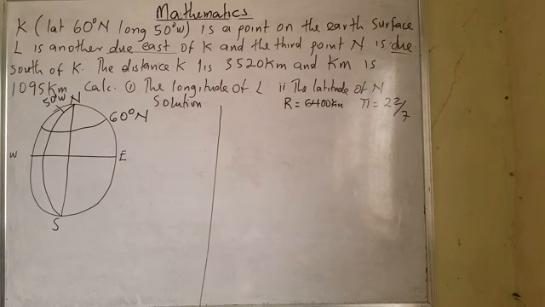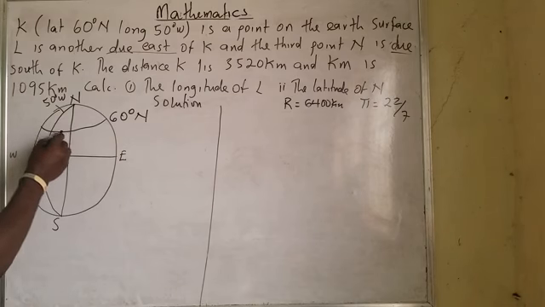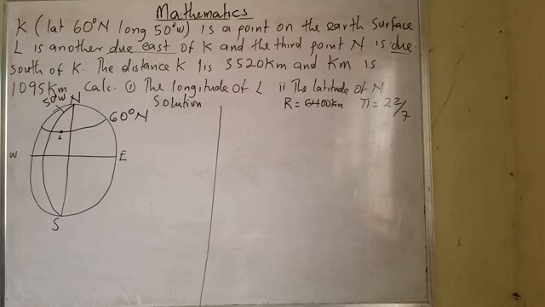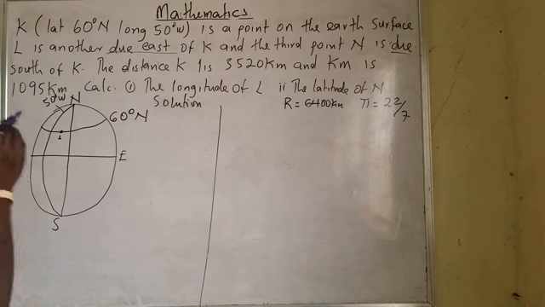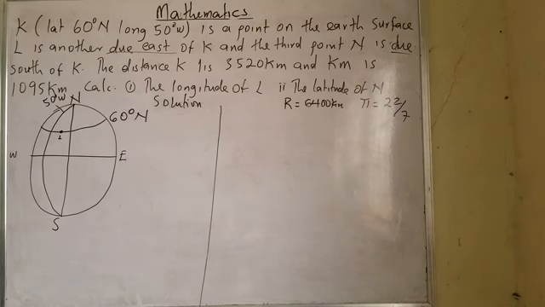I've interpreted the first statement: K is a point on the Earth's surface. L is another point that I will call this one L. L is another point due east of K. And the third point, N, is due south of K. Now, I don't need to stress myself with what I'm having here.